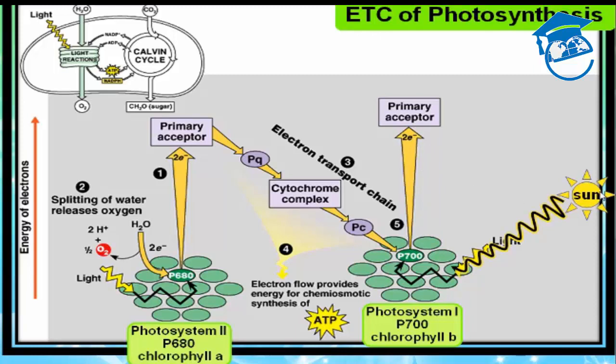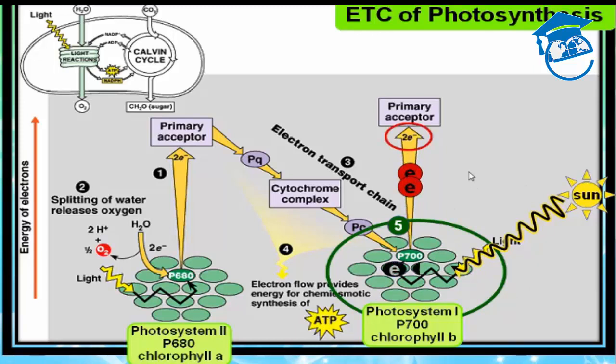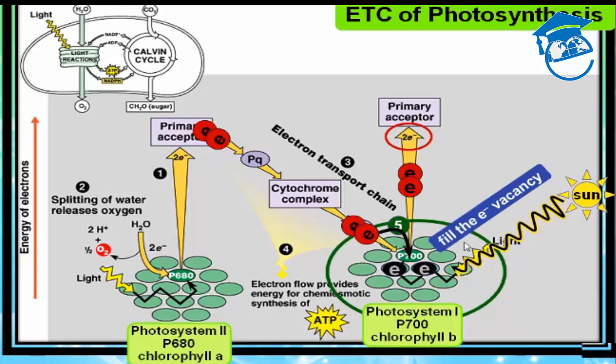Okay, this happens when a photon strikes the antenna molecule present in the P700. So this is your fifth step that takes place: 2 electrons are also released from the P700. They go to the primary acceptor. Okay, students? See, two electrons are getting transferred. These 2 electrons from the plastocyanin go into the P700 to fill the electron vacancy, students.